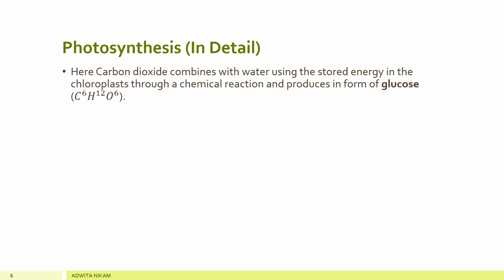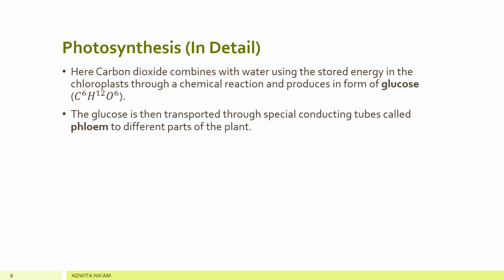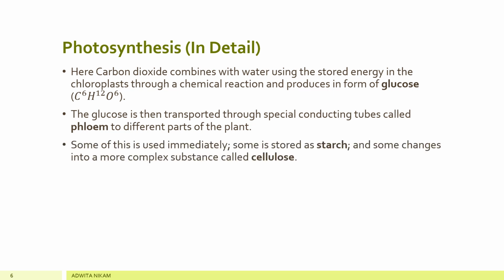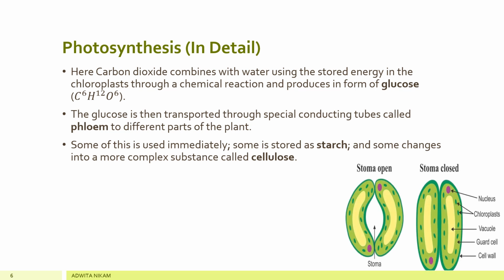Here, in the leaves, carbon dioxide combines with water using stored energy in chloroplasts through a chemical reaction and produces glucose, which is C6H12O6. The glucose is then transported through special conducting tubes to different parts of the plant, through phloem. Some of this is used immediately, some is stored as starch, and some is converted into a more complex substance called cellulose.